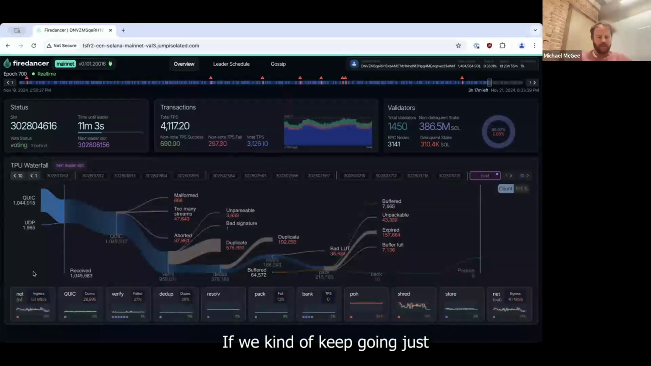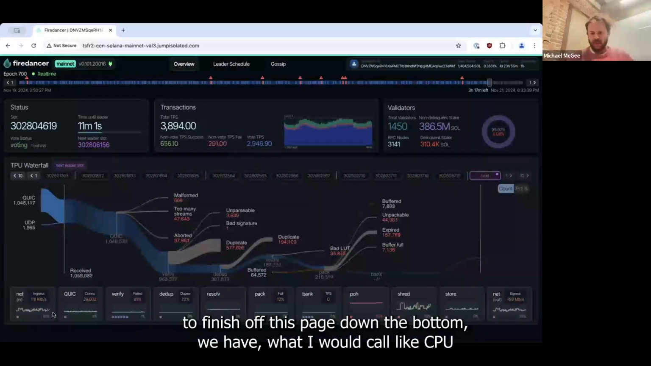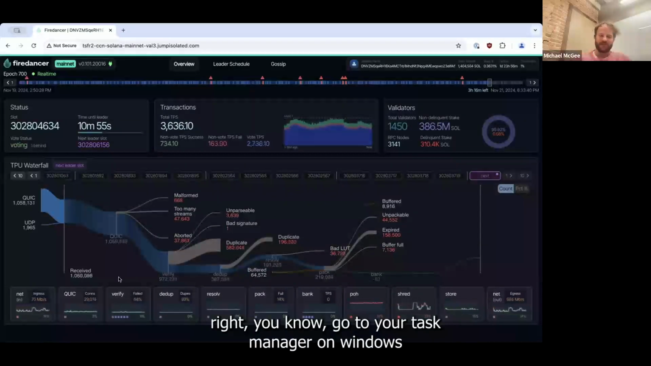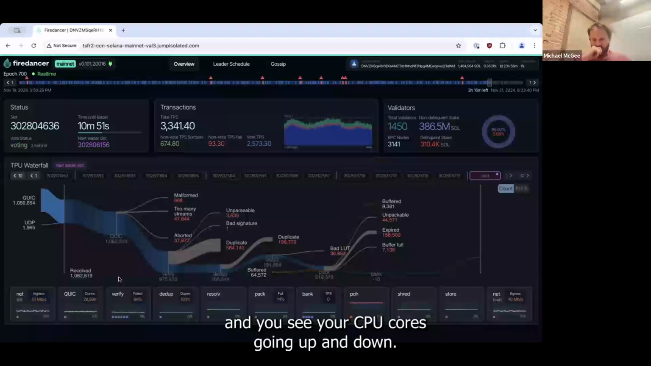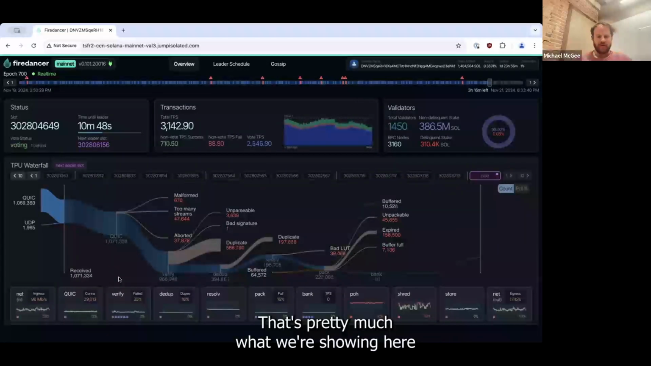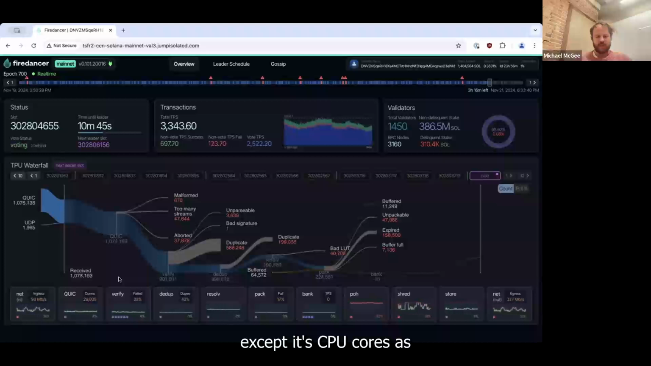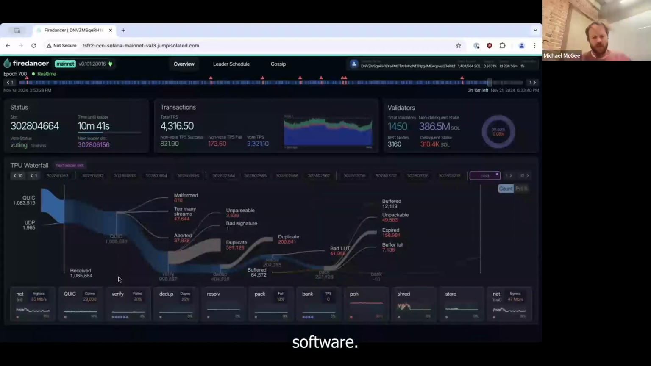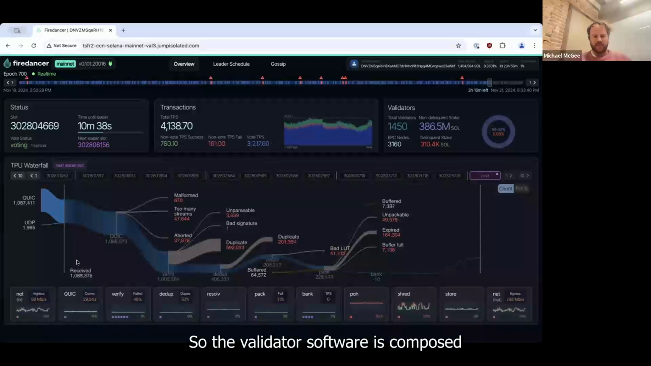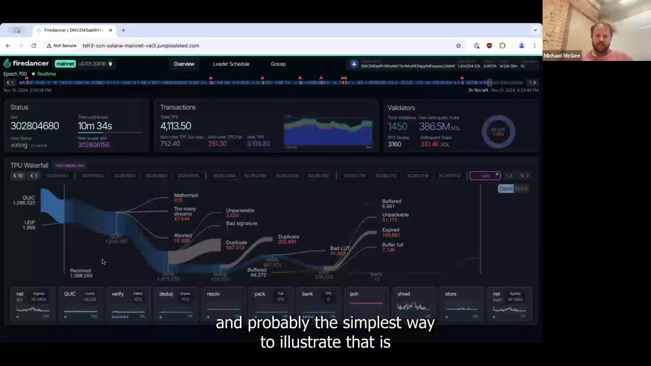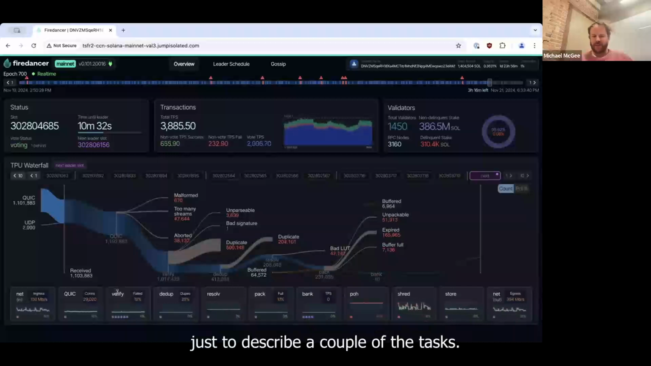If we keep going, just to finish off this page, down the bottom we have what I would call CPU busy indicators, right? If you ever went to your task manager on Windows and saw your CPU cores going up and down, that's pretty much what we're showing here, except it's CPU cores as they're used by our validator software. So the validator software is composed of a bunch of different tasks. And probably the simplest way to illustrate that is just to describe a couple of the tasks.